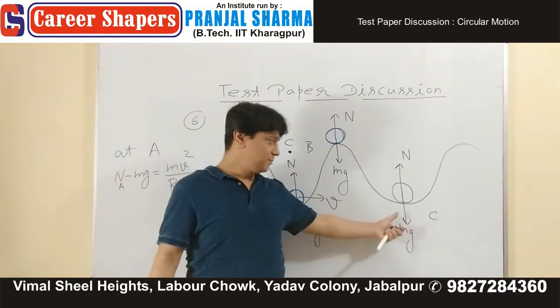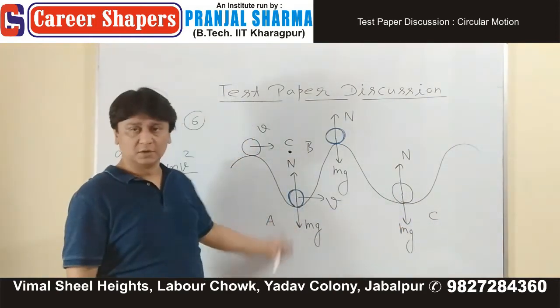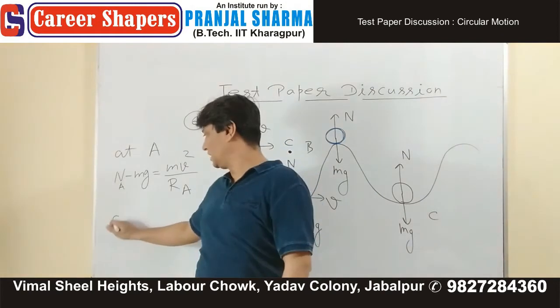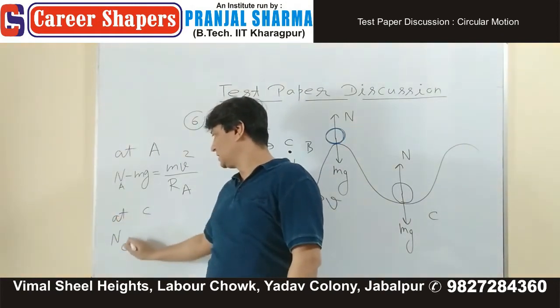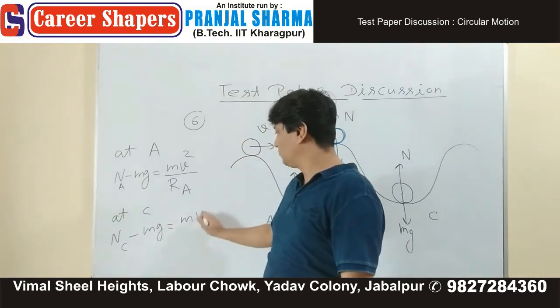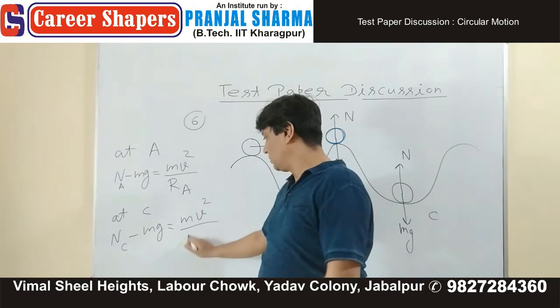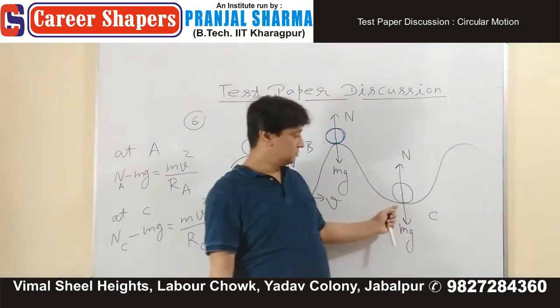Look at this C point. This is same as the first one, and therefore at C you can write NC minus mg equals mv square upon r, where r is the radius of curvature over here.